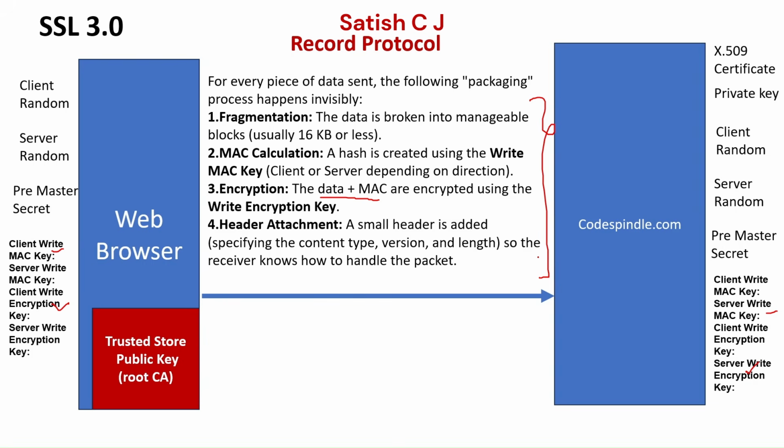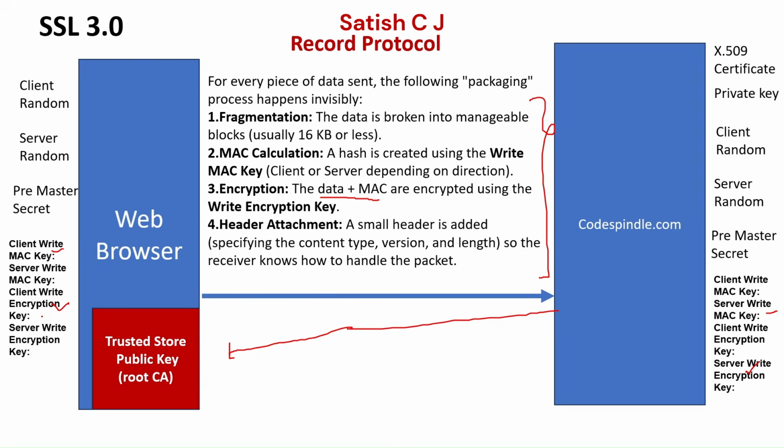Always remember, when the direction of the packet is from the client to the server, the client write MAC key and the client write encryption key is used, whereas on the server, decryption happens using the same keys, client write MAC key and client write encryption key. Whereas when the packet travels from the server to the client, what keys are used for generation of the MAC? Server write MAC key is used. For generation of the encrypted packets, the server write encryption key is used. And for decryption on the client side, the server write MAC key and the server write encryption keys are used.